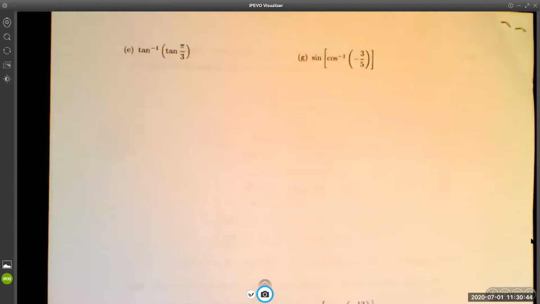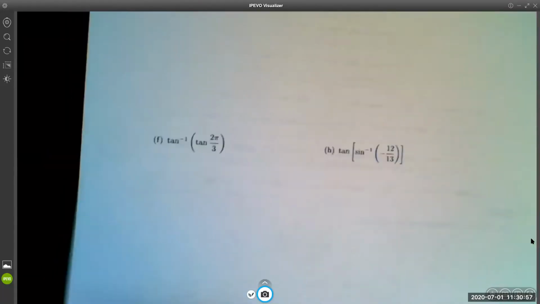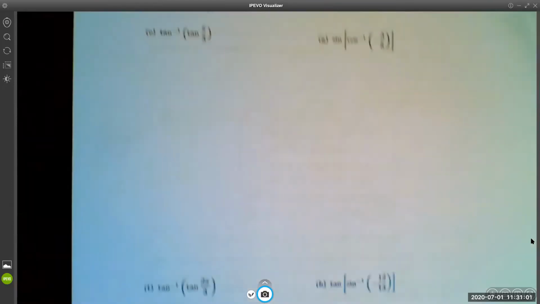Tangent inverse of tangent of pi over 3. Remember, this is not necessarily pi over 3. I think it will be in this case because pi over 3 is acute. But as we'll see in part F, tangent inverse of tangent of 2 pi over 3 is not 2 pi over 3, and we'll see why. But let's work out part E.